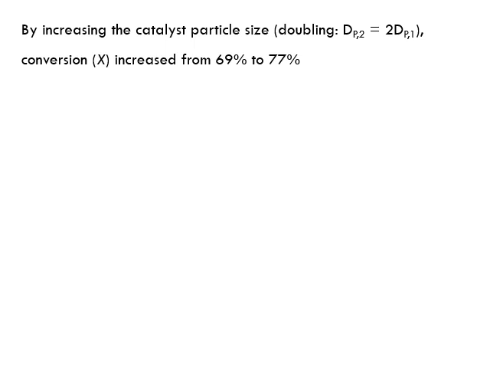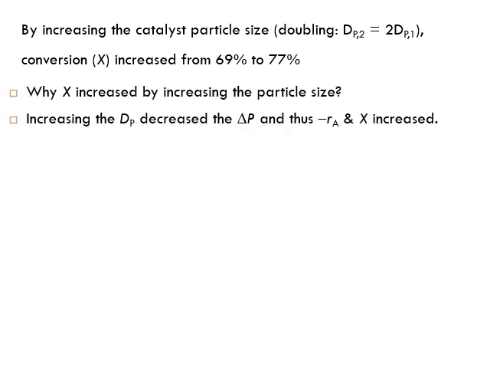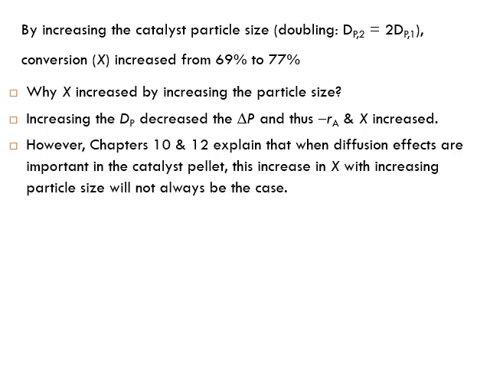Again, by increasing the catalyst particle size, conversion X increased from 69% to 77%. We said in summary, increasing the particle size, so increasing the dP, decreased the pressure drop, and thus the rate of reaction and X increased. However, chapters 10 and 12 explain that when diffusion effects are important in the catalyst pellet, this increase in conversion with increasing particle size will not always be the case. We just said that we doubled the particle size and got higher conversion, right? But in cases where diffusion effects are important, this increasing conversion with increasing particle size will not always be the case.